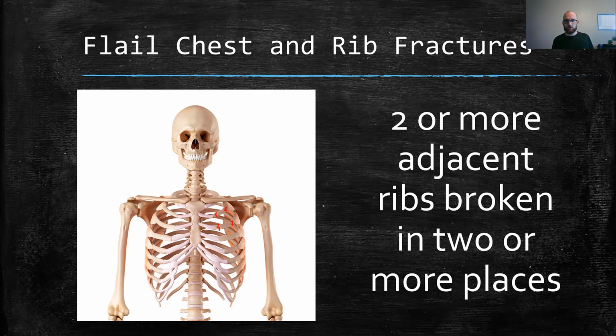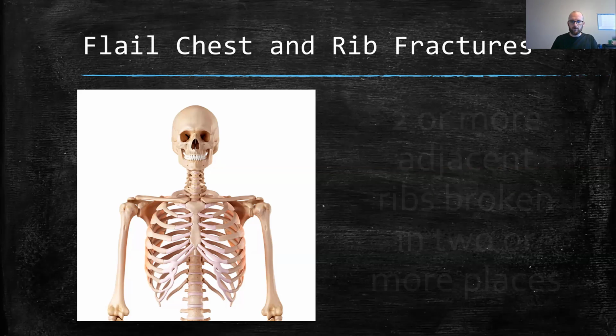And really it's rib fractures. It's just enough rib fractures that it creates this little free floating segment. So two or more ribs broken in two or more places, two or more adjacent ribs. So not this rib broken and that rib broken. That doesn't fit our criteria of a flail chest, right? It's this rib broken twice and that rib broken twice. And so now we're going to get this little segment that's going to be moving opposite of it.